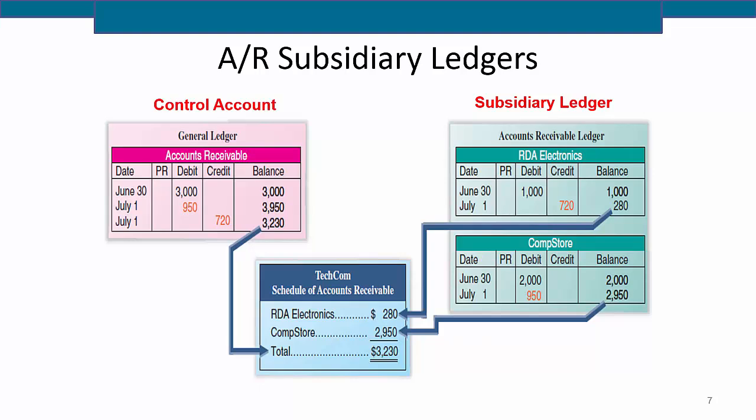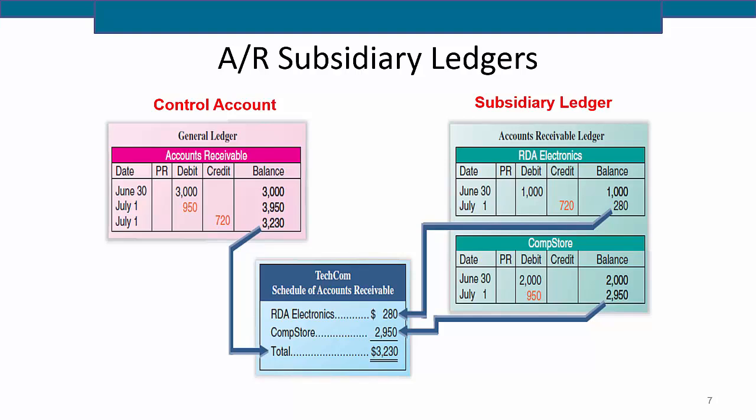This slide is an illustration, as many are, from your textbook. It shows the general ledger and the accounts receivable ledger after recording the two July 1st transactions. The general ledger reflects the $3,000 June 30th balance, the effect of the sale of $950, the collection of $720, and the resulting balance of $3,230. Notice the sale is also reflected as an increase in CompStore's individual customer account, and the cash receipt is reflected as a decrease in RDA's customer account.